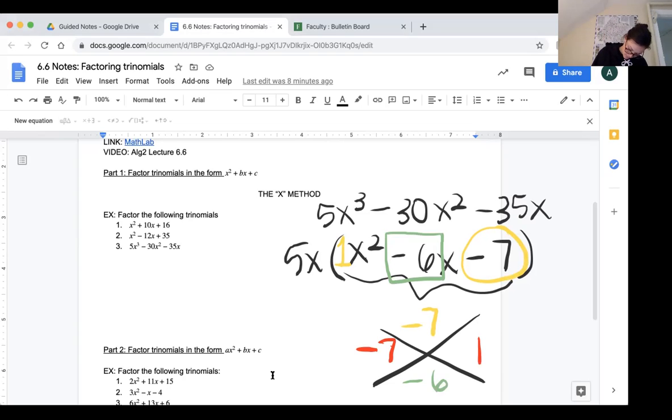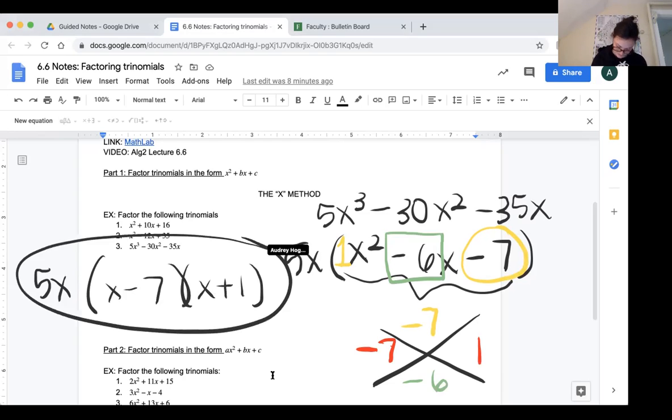And now I can write the factored form of this answer as 5x, which I factored out initially, times x minus 7 times x plus 1. Final answer.